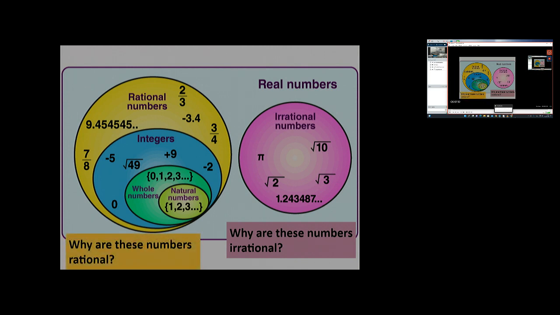So why are these rationals? Because these are natural numbers, so they are rational numbers. Why is this rational? Because it is a whole number, so it is rational. Integers. Now why is root 49 here? Because it can be changed into 7, correct. 7 by 8 is a fraction, so it is rational. 3 by 4 is a fraction, so it is rational.